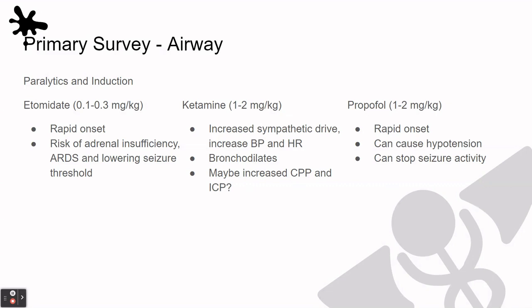I do see people use ketamine sometimes. It does increase the sympathetic drive, increases blood pressure, heart rate, and also bronchodilates. So if this is an asthma case or something like that, that can be pretty helpful. And maybe increase ICP, but the literature truly seems to be out on that, that it's maybe not as bad as it was once thought. And then propofol, which I've been in shops where propofol was the absolute go-to for basically everything. Rapid onset, yeah, it can cause hypotension, but if you've got enough room on the blood pressure, it can go very, very quickly, and you can stop seizure activity.